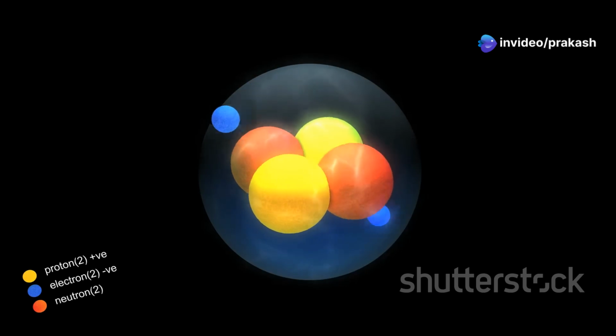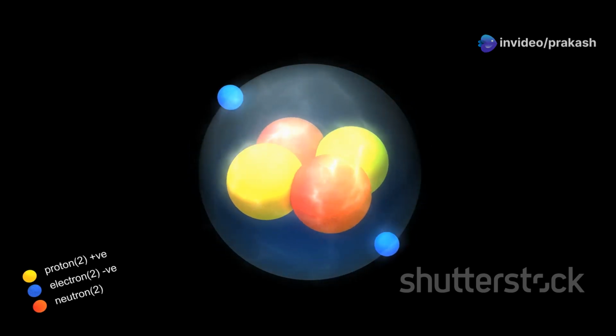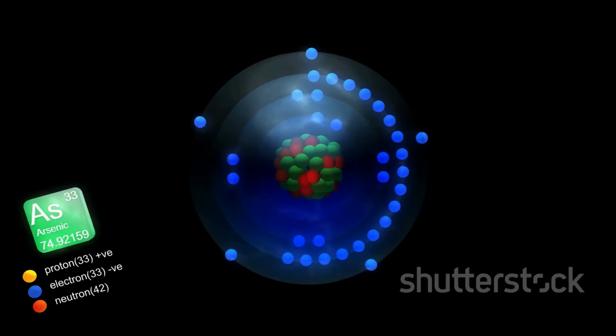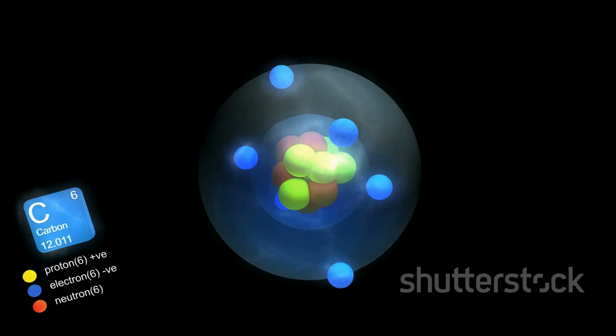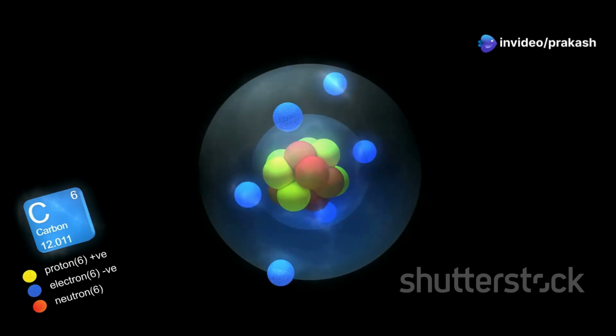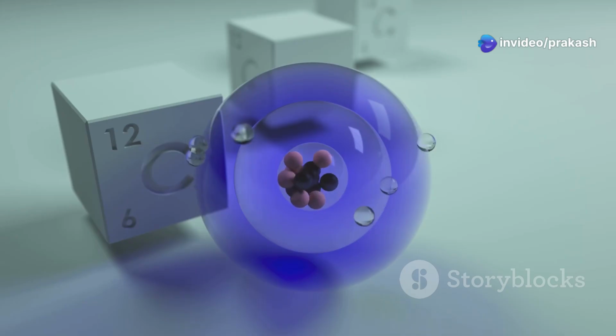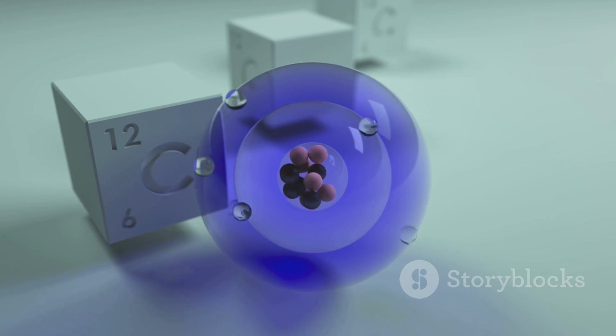Now here's where things get interesting. Isotopes. You see, while all atoms of a particular element have the same number of protons, they can have different numbers of neutrons. These atomic twins are called isotopes. For example, carbon, the element that forms the backbone of life as we know it, has 2 stable isotopes, carbon-12 and carbon-14. Both have 6 protons, but carbon-12 has 6 neutrons, while carbon-14 has 8 neutrons.